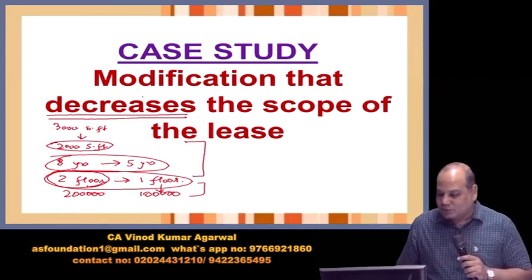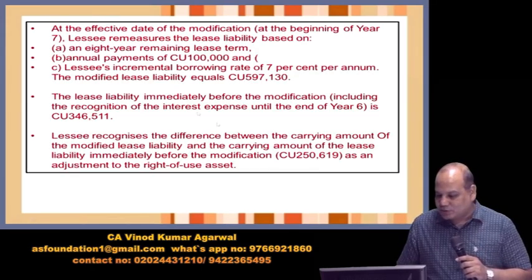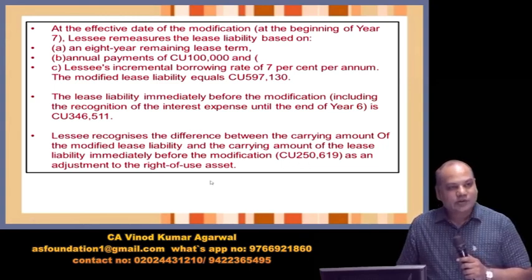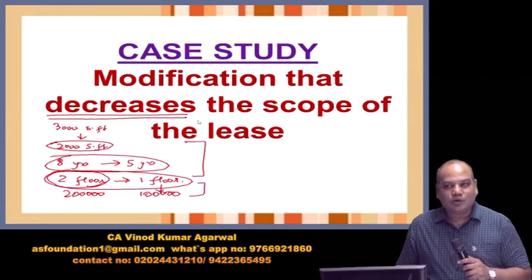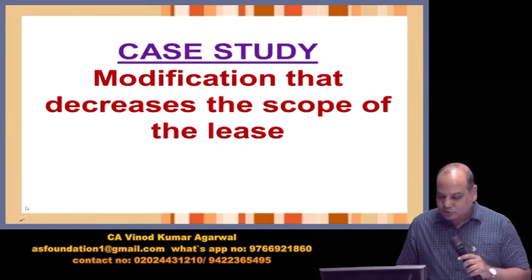In the previous problem, if you see, I'll go to the previous page. There was an increase in the scope. So here I will adjust in the asset only, whatever additional liability comes. But the decrease in liability here I will not adjust entirely in the asset, because we have to also see that the asset value will change proportionately.